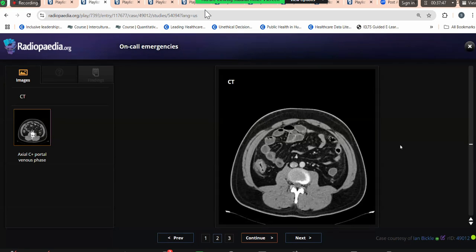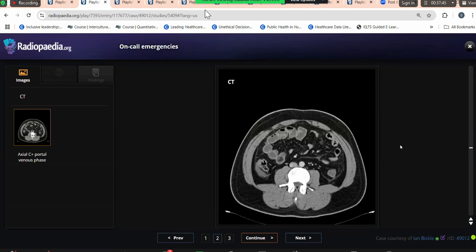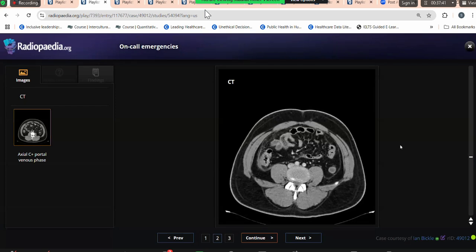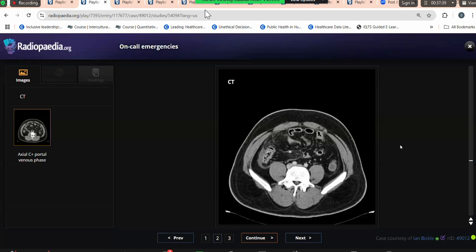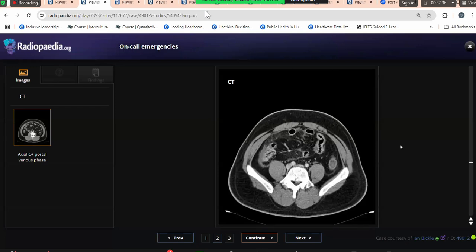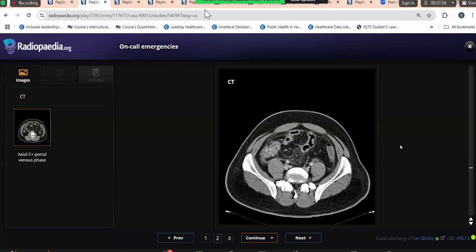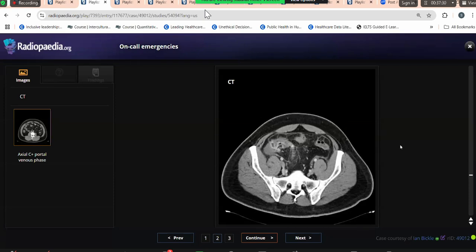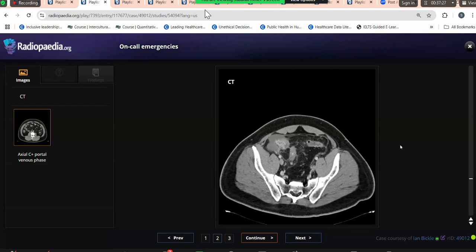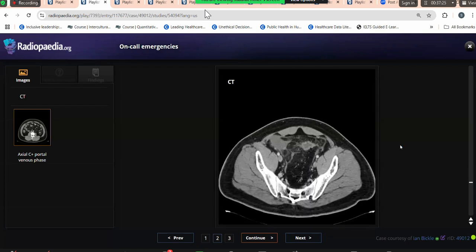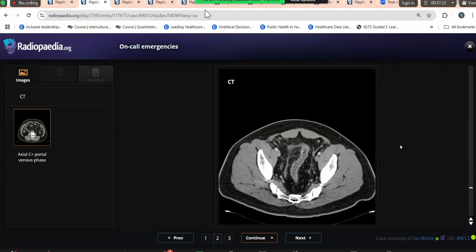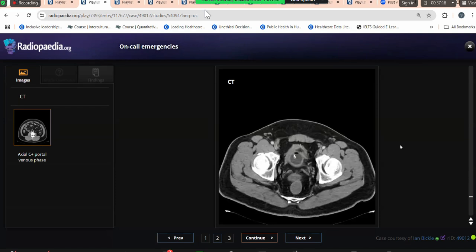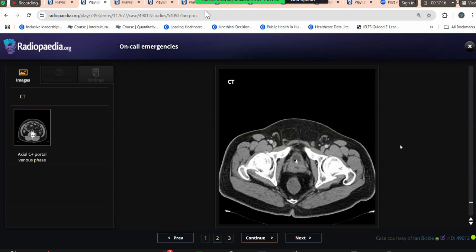No enlarged lymph nodes are seen. There is a streak of fluid on the right side along the ascending colon, and also there is mesenteric fat stranding in this area. And further, I can see that this is extending into the pelvis, and the sigmoid colon and the rectum do not show any definite abnormality.